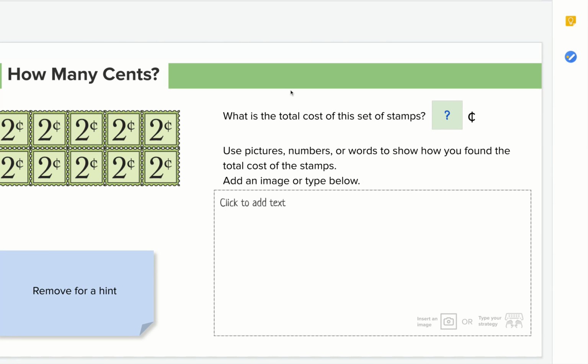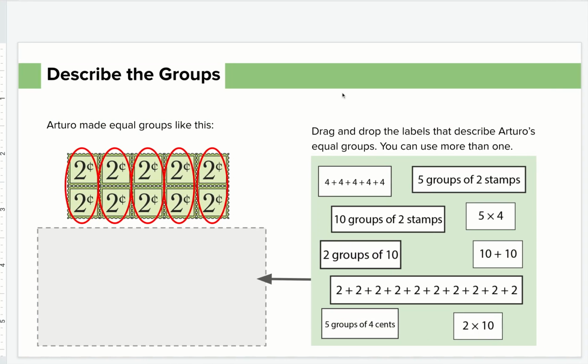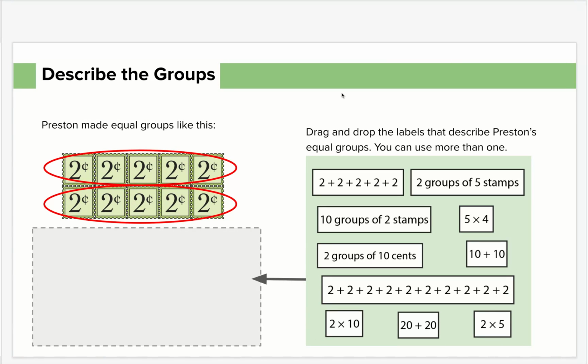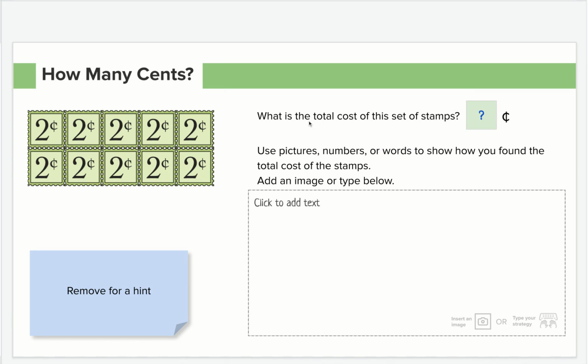And now on this slide, this drives me crazy. On this slide, how many cents? What is the total cost of this set of stamps? How much does this cost all together? And here you're going to use pictures, numbers, and words to show how you figured out how much all of these stamps cost together. And if you want, you could take this Post-it away and get a hint.